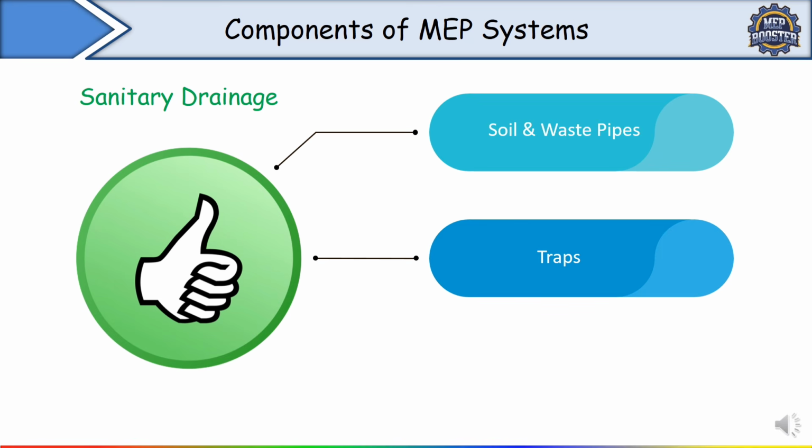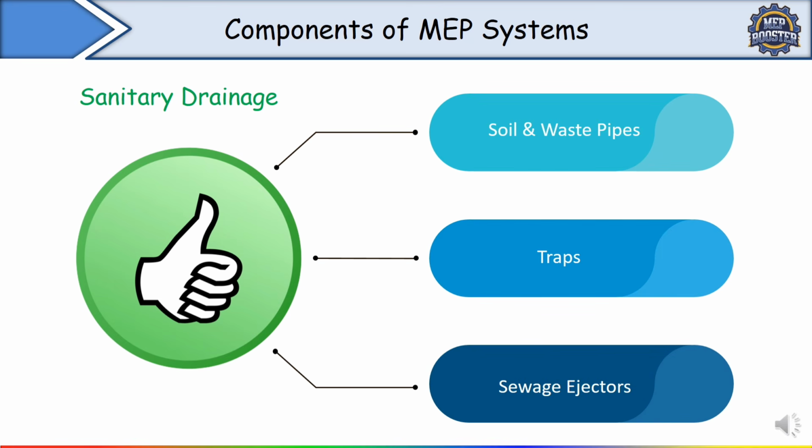Next you can see here the different types of traps, curved sections of pipes. Traps are curved sections of pipes that hold water to prevent sewer gases from entering the building. So that we have to discuss here.